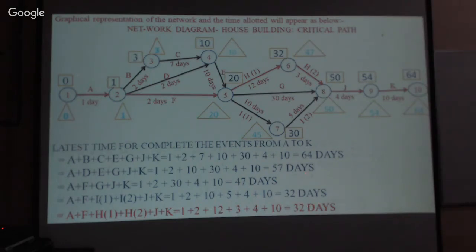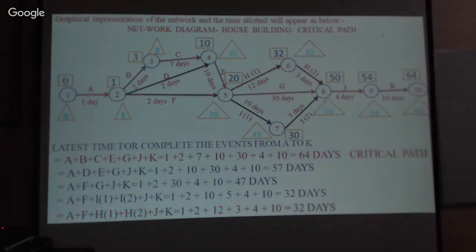Isn't it? Now please note, when you look at these different paths, you check what is the time required to complete the project. What is the maximum time required to complete the project? That is 64 days. Therefore, the path which shows the 64 days is the critical path. Isn't it? Now, what about other paths? The other paths are non-critical paths. Now this path is the critical path. The other paths are non-critical paths.